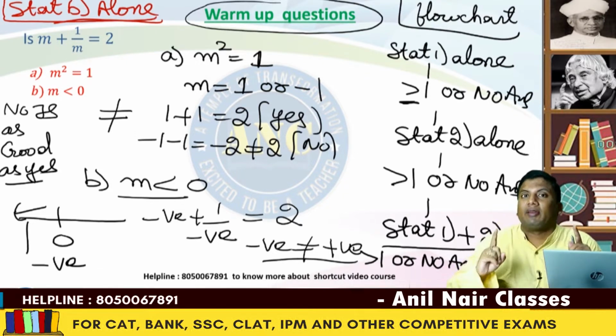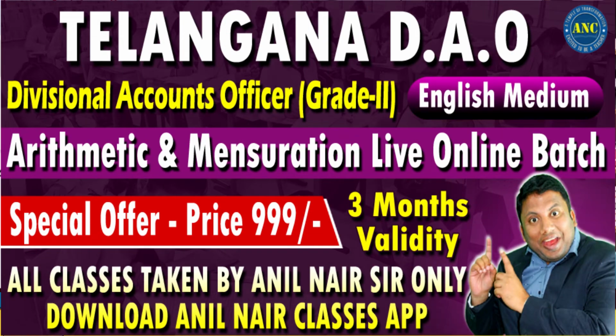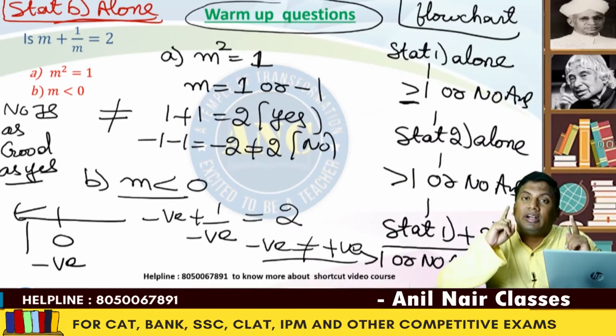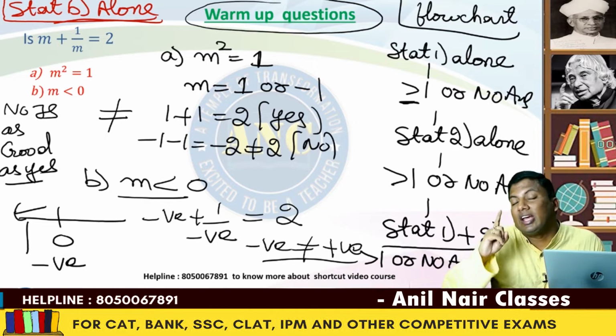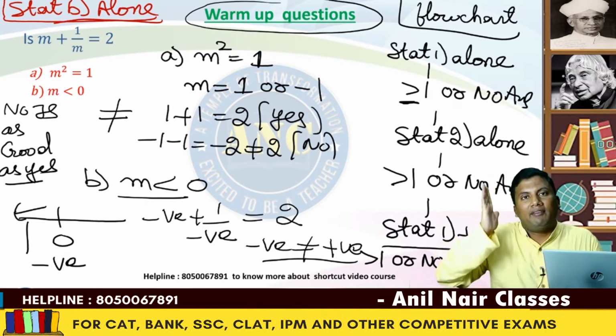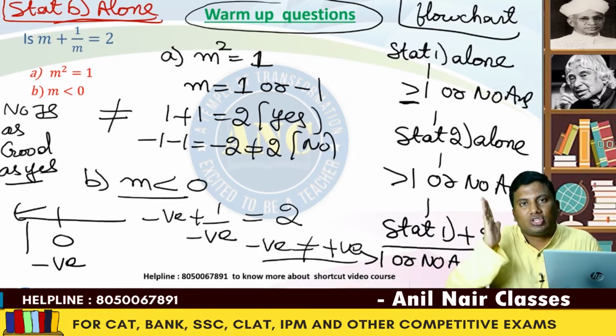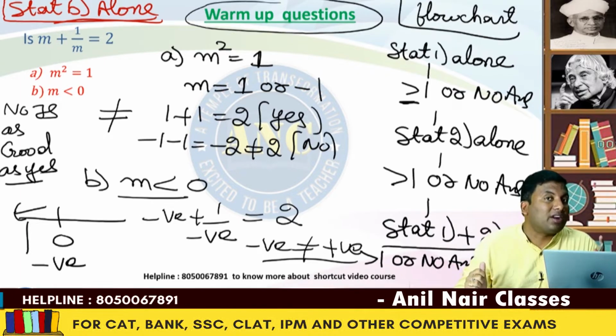Remember my dear viewers, you will combine both the statements only when each and every statement is not giving you a unique and definite answer. When statement B is giving you a unique and definite answer, I will not combine. I will never combine if each statement uniquely is giving me an answer. I hope the point is clear. Answer for this question is statement B alone.